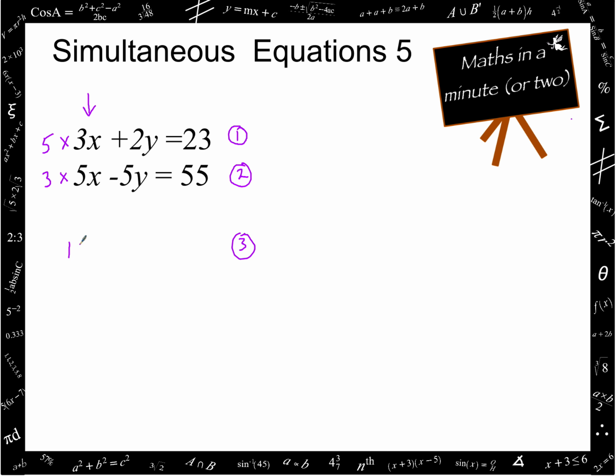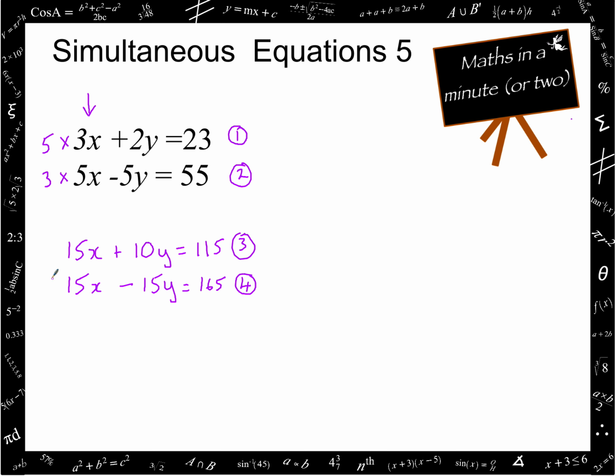So that's going to be 15x, don't forget to times all of it by 5, and 10y and 115. And then the bottom row is going to be called equation 4 after I've timesed it by 3. So 5x's are 15x. You can see I've got my match now with the 15s. 3 times minus 5y is minus 15y, and 3 lots of 55 is 165.